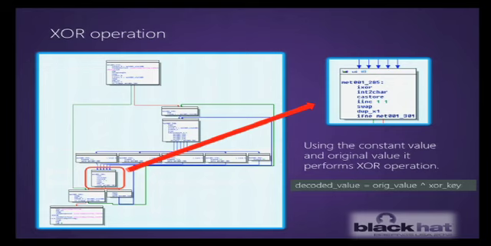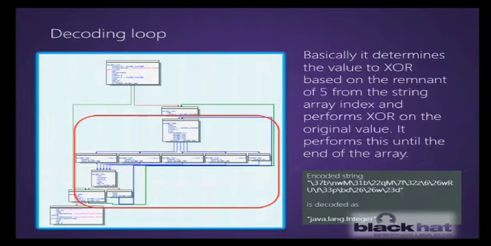Each decoded value is the original value XOR an XOR key, and the XOR key changes every time. There are 4 different XOR keys. For example, this original obfuscated string is decoded as java.lang.Integer if you follow this same algorithm. So it's a really simple algorithm.